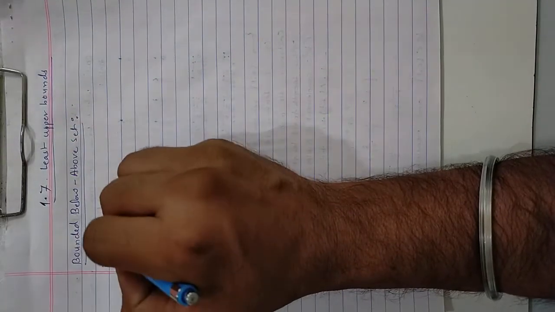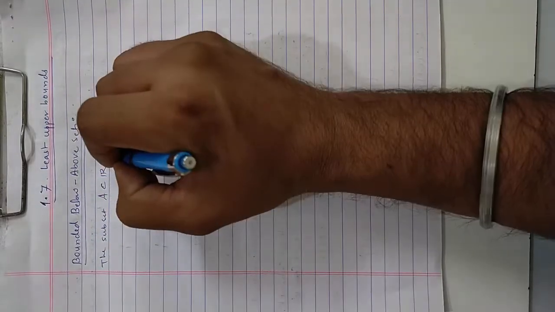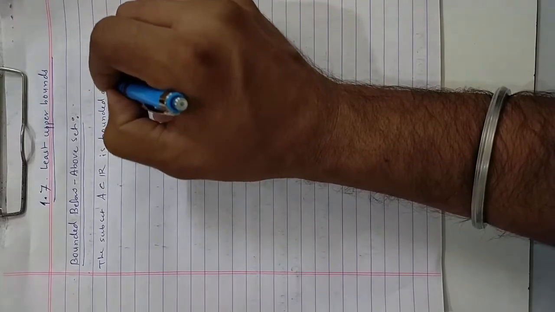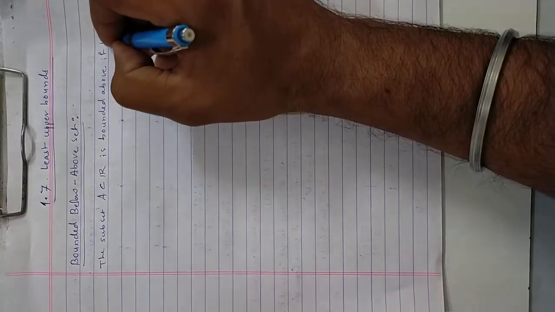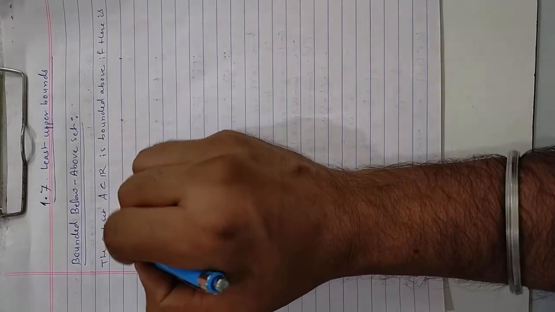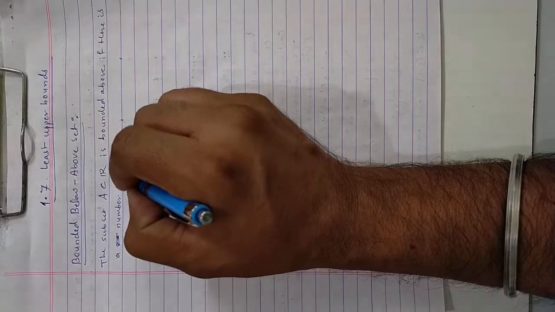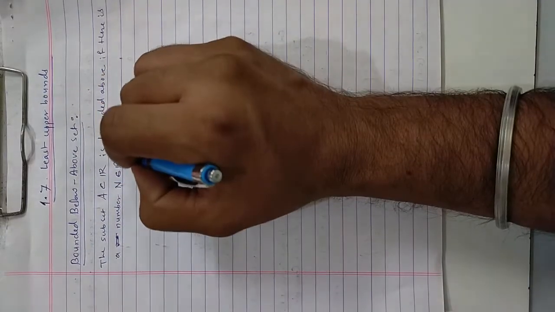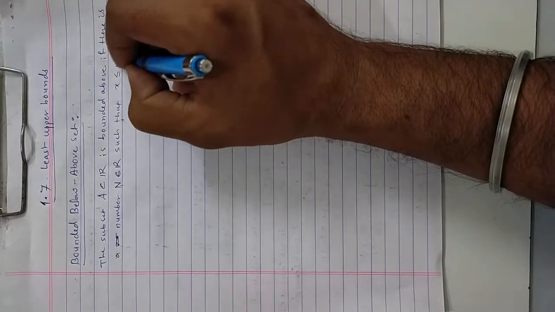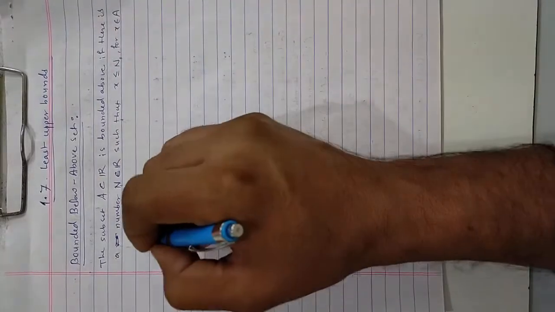So the definition: the subset A of R is bounded above if there is a real number n such that x is less equal n for every x belongs to A.